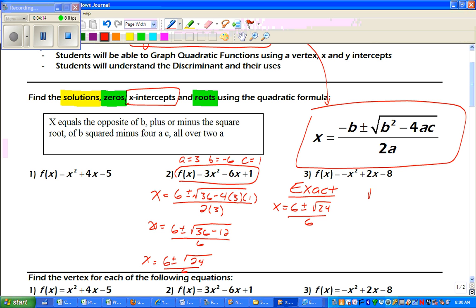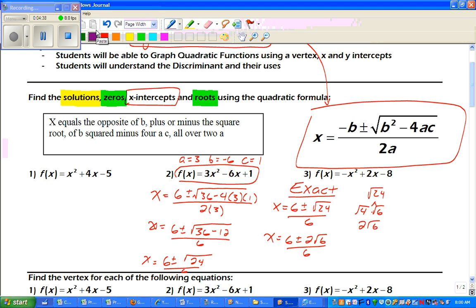However, you can reduce it. What's a perfect square that goes into 24? 4. So you break this up into 4 times 6. Square root of 4 is 2. So that becomes 2 root 6, correct? So this becomes x equals 6 plus or minus 2 root 6 all over 6.